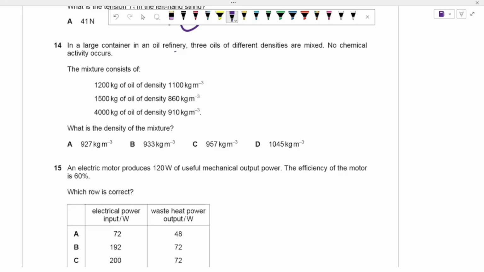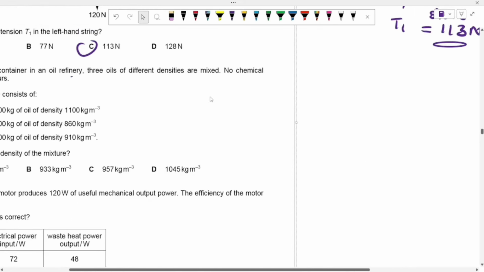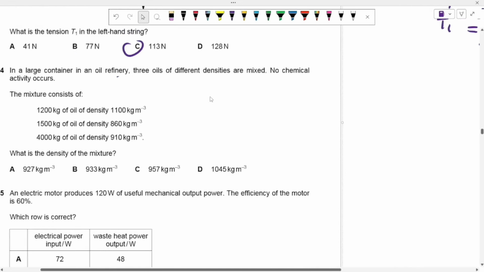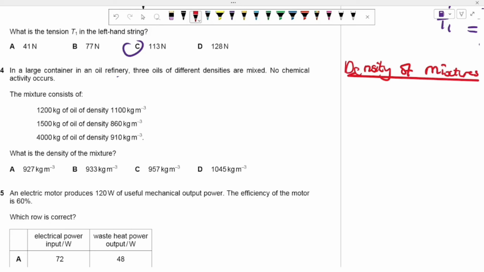I need you guys to learn a very, very important concept. It's going to be with you all your life, as long as you do physics in AS. It is a concept known as the density of mixtures. How do you solve a density of mixture question?